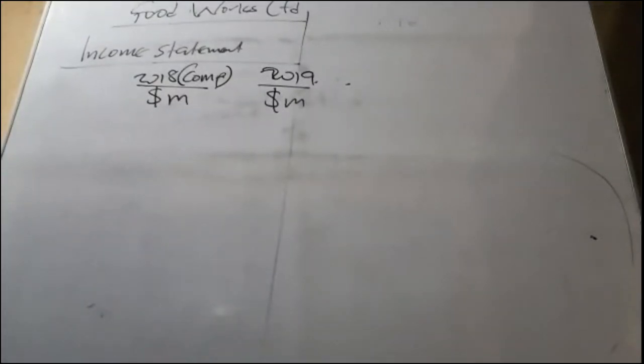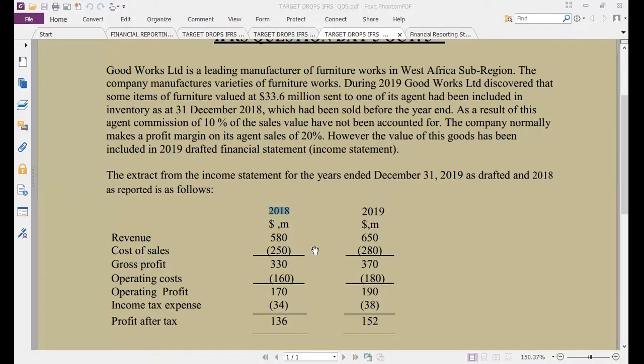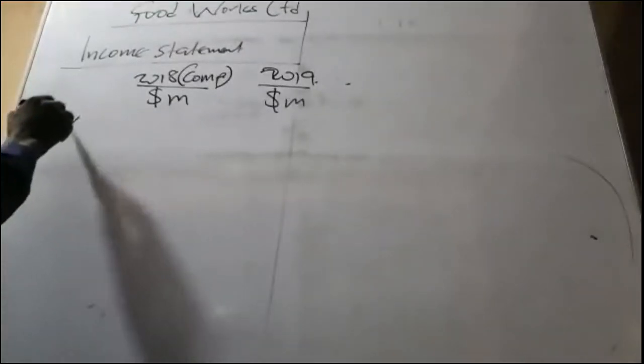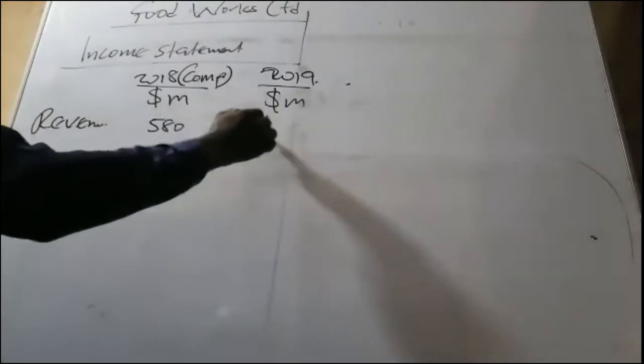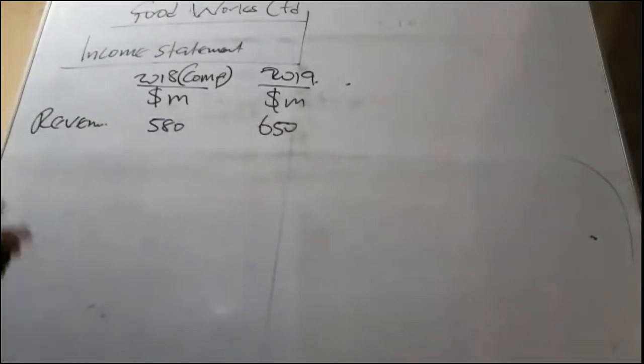Where they started from, you also have to start from that angle. They start from sales revenue, 580 and 650. So sales revenue, 580 and 650 respectively.